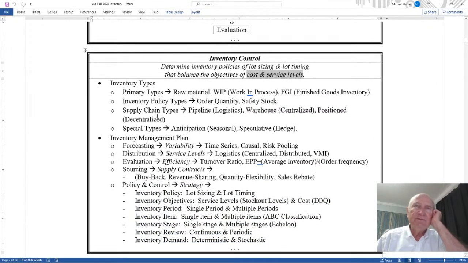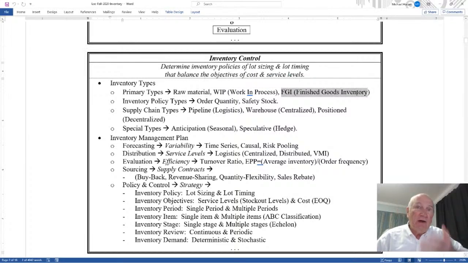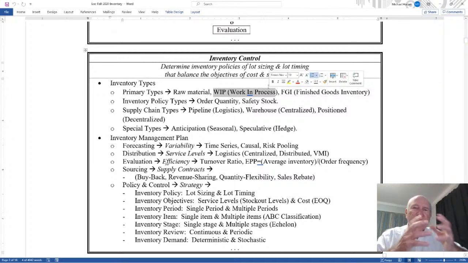Okay, inventory types. The primary types start with raw material, WIP, and finished goods inventory. These are common. Raw material is like if you're making tables and chairs, the raw material is the wood. The finished goods inventory is the final product, tables and chairs. The WIP, work in process, is partially made tables, partially made chairs, and so that is inventory that is not raw material, not finished goods inventory. It's WIP, it's work in process.